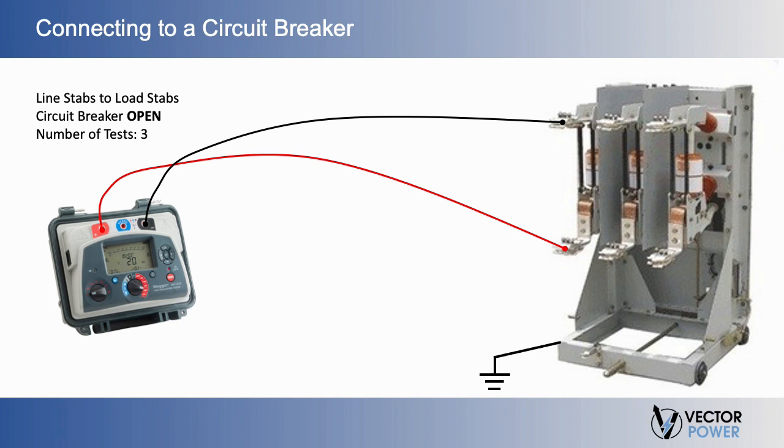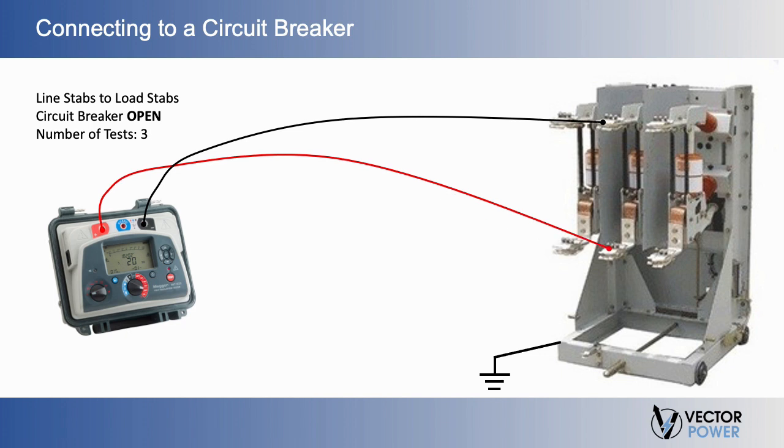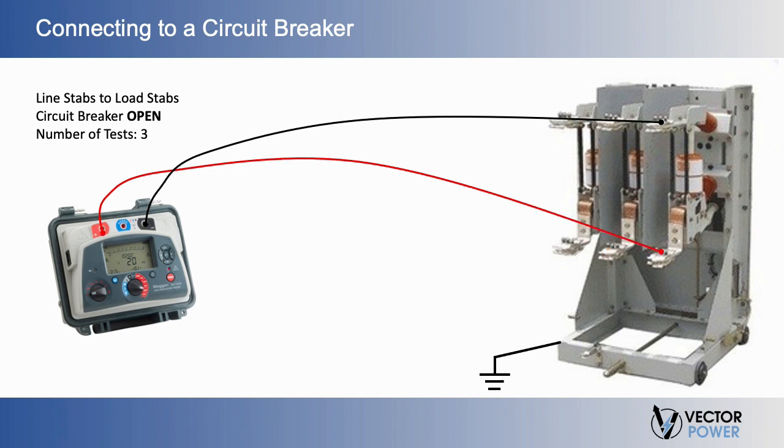The next in our series of measurements, we will look at the line stabs to load stabs. Again, the breaker is in the open position, and there will be a total of 3 tests performed. First, we measure from the line to the load. Moving on to the next phase, we once again repeat the process and measure from the line to the load. This process is repeated once again when we move to the last phase, again connecting between the line and the load.